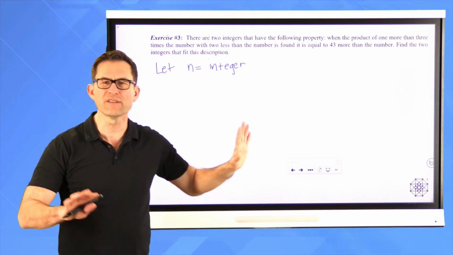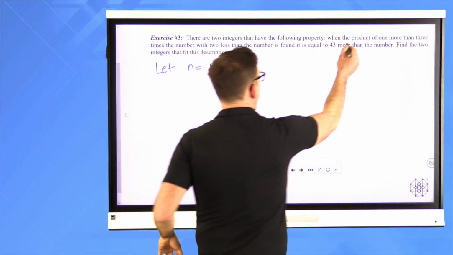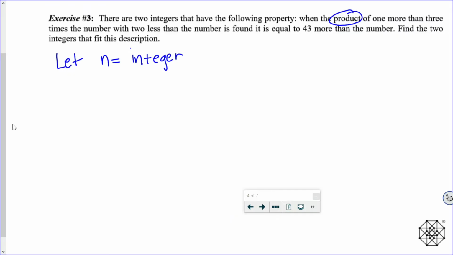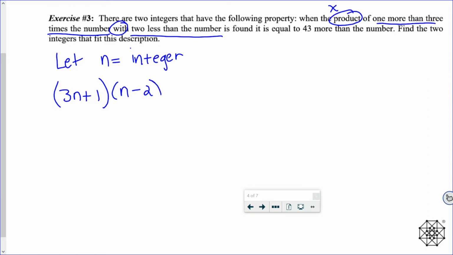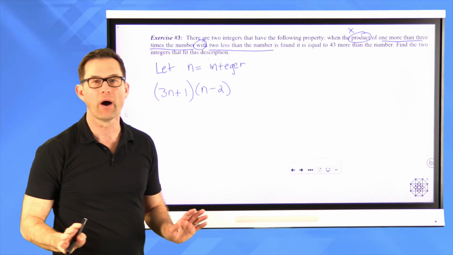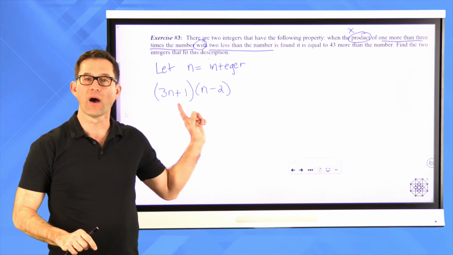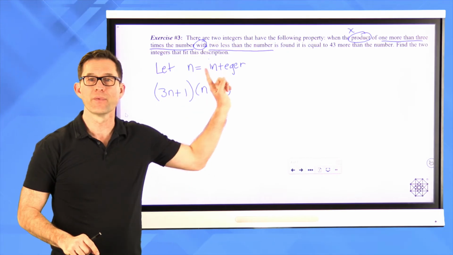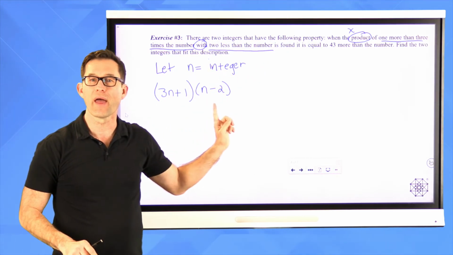All right, well first, let's just be very careful. Product means we're going to have a times, right? That's going to be a multiplication. 1 more than 3 times the number, that's 3n plus 1, with 2 less than the number, that's n minus 2. So before we even go on, 1 more than 3 times the number, 3n plus 1. 2 less than the number, n minus 2.